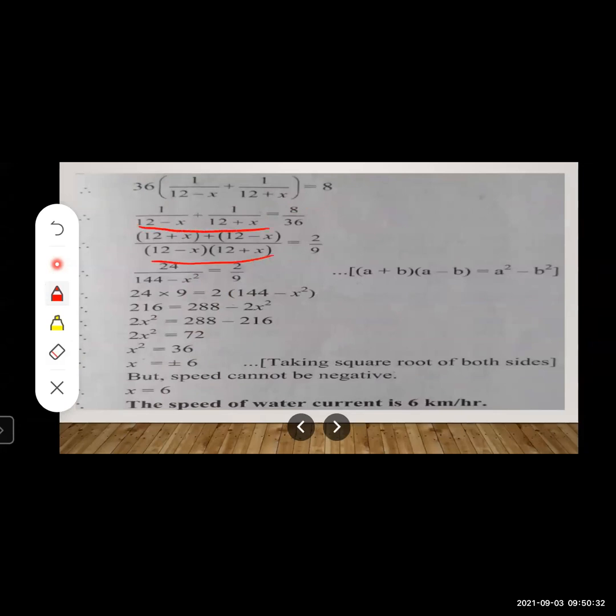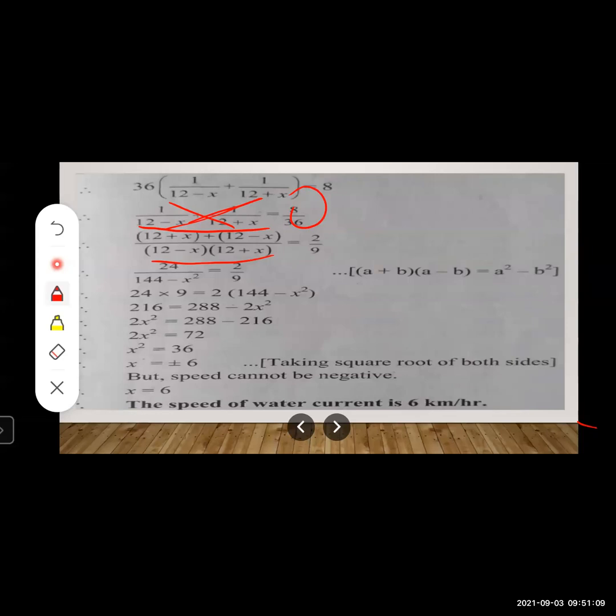Now let us equalize this denominator. So what will be our denominator? 12 minus x into 12 plus x. Just cross multiply here. 12 plus x will come here and 12 minus x will go here. So this is how you will get the numerator as 12 plus x plus, in the other bracket, 12 minus x, divided by 12 minus x into 12 plus x. When you do 8 divided by 36, what are you going to get? Yes, 2 nines are 18, so 2 divided by 9, right?